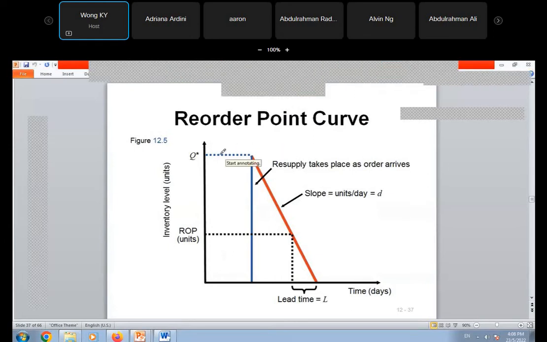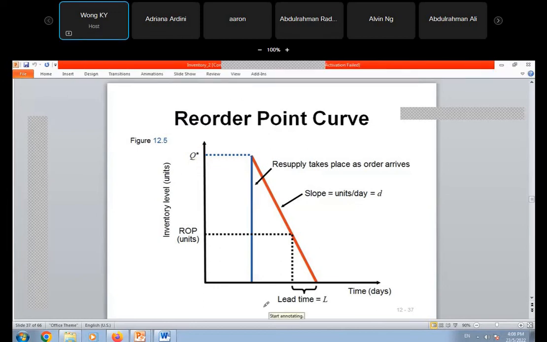So if you look at this graph, the y-axis is the inventory level, or the inventory quantity. The x-axis is the time in terms of days. What is Q star? Q star is the optimum order quantity, the EOQ value, economic order quantity, or the optimum order quantity that gives us the minimum cost.